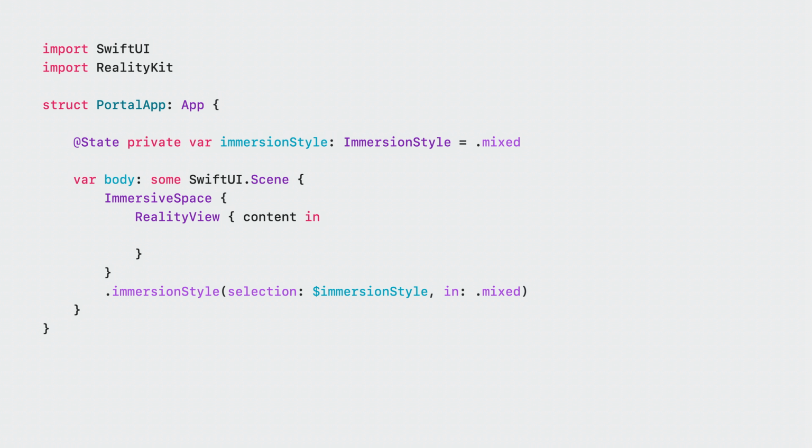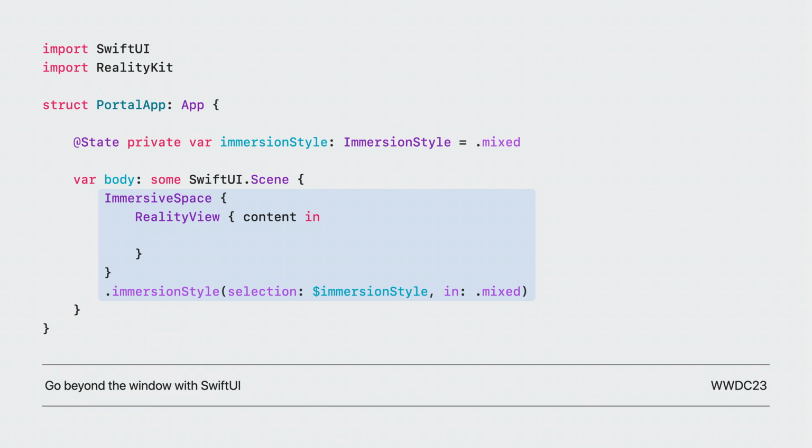To use anchors in our app, we first need to modify our app to use an immersive space. An immersive space is a special type of container that allows your app to render content outside of the window. To do this, we can add an immersive space to our SwiftUI scene. We'll also add an immersion style modifier and set it to mixed. Inside of the immersive space, we can use a RealityView to place content that will be anchored. To learn more about immersive spaces, check out the session Go Beyond the Window with SwiftUI.